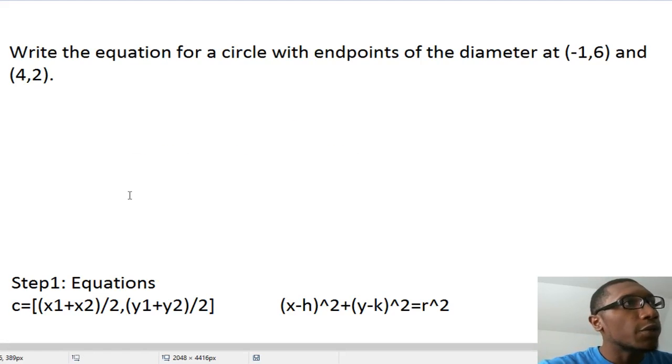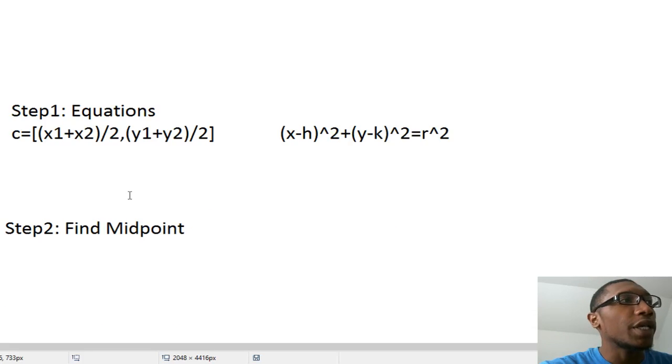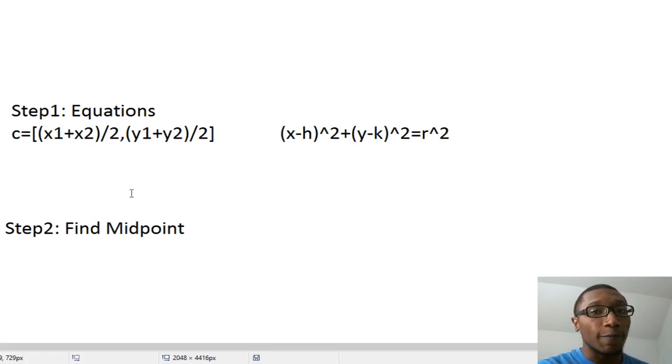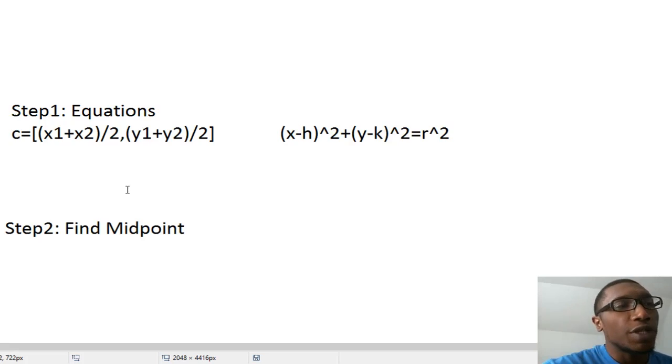So the first thing you want to do is figure out which equations you need. You're going to need the midpoint equation, which is c equals x sub 1 plus x sub 2 divided by 2, comma, y sub 1 plus y sub 2 divided by 2. That will give us a coordinate, an actual point on the graph, our midpoint. And the second equation you need is the standard form of a circle, which is x minus h squared plus y minus k squared equals r squared, where r is the radius.